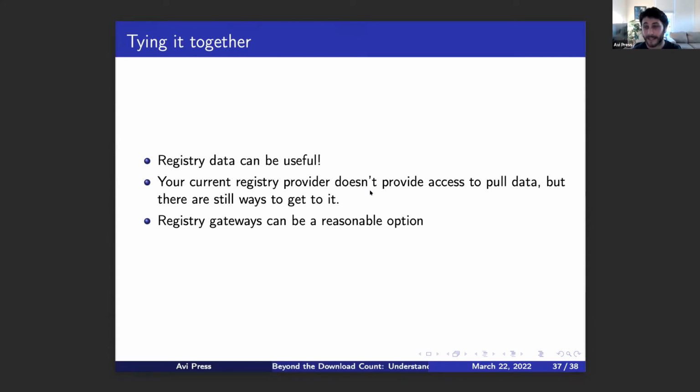There are measures that you can take to get at this data, whether it's standing up your own registry, standing up your own gateway, or using another provider for these things. My hope is that I'll inspire more people to get at this information. It can make your projects better and more successful, and registry gateways, while there's complexity to them, are a very viable option if getting at this information is useful to you. It's often worth the complexity trade-off.